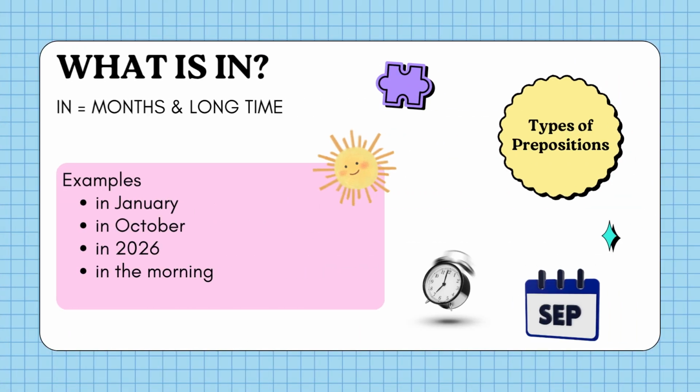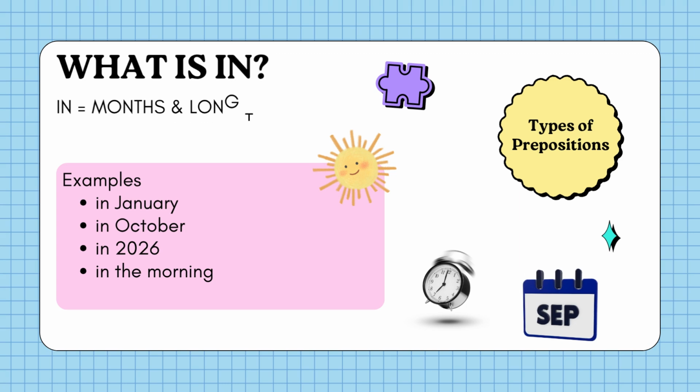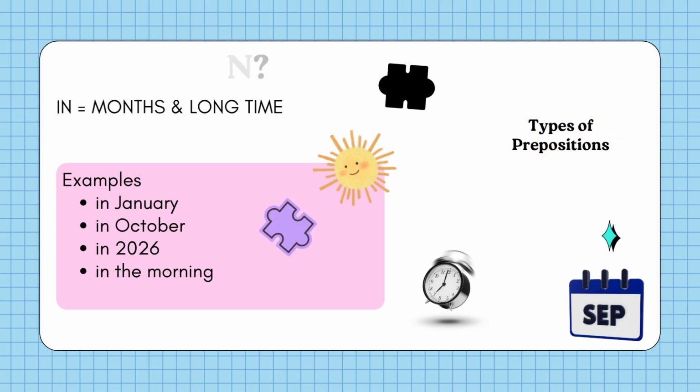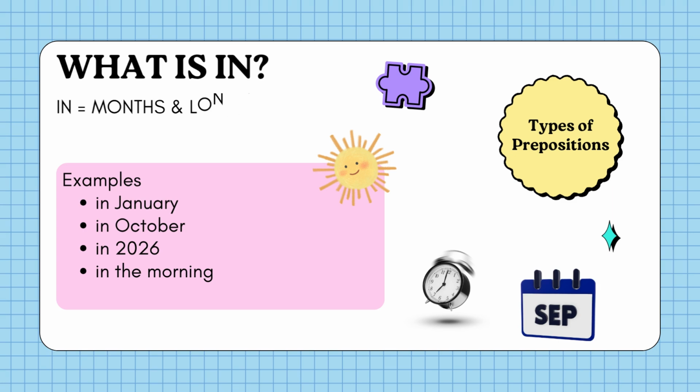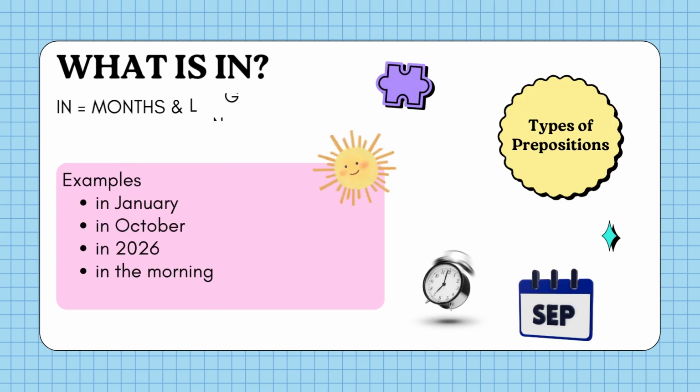Now, let's learn in. We use in for months and longer time. For example, in January, in October, in 2026, in the morning.